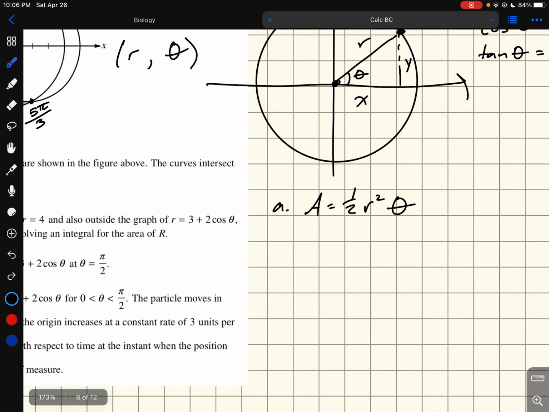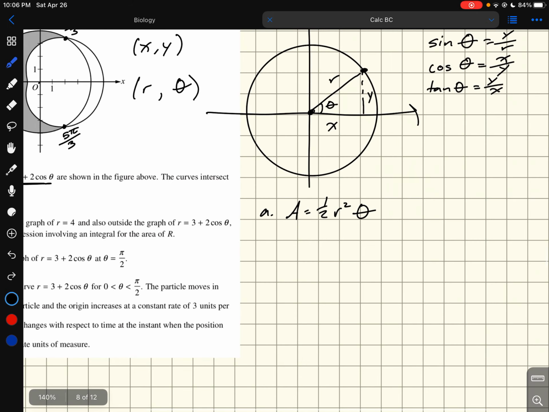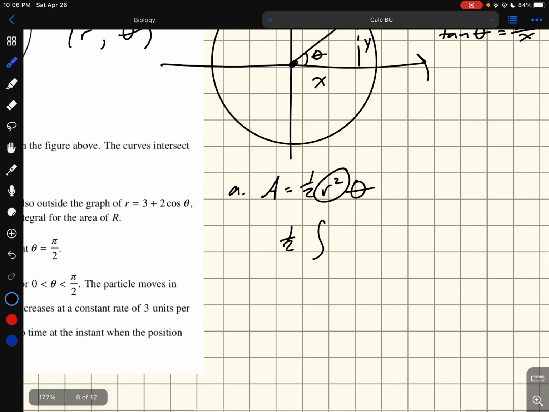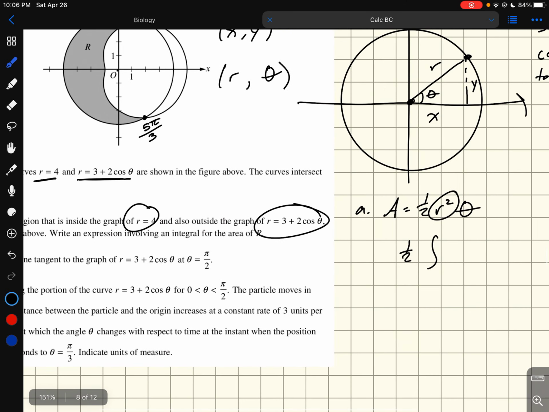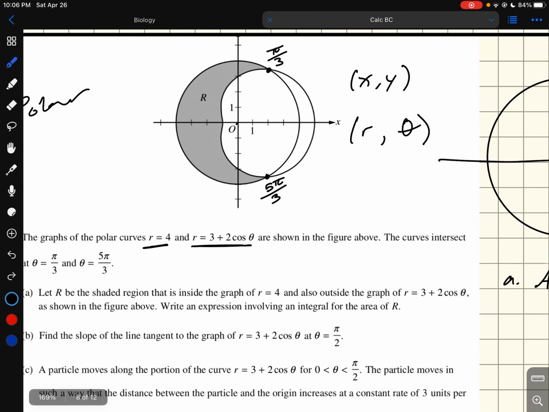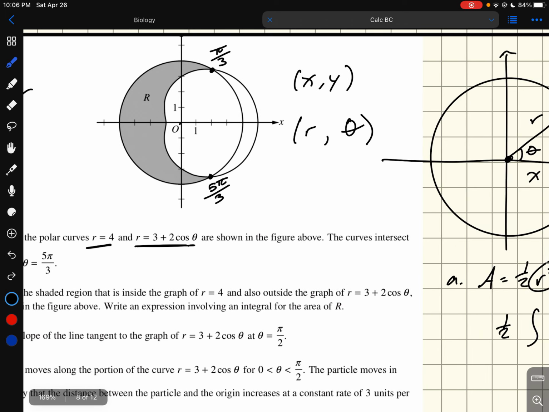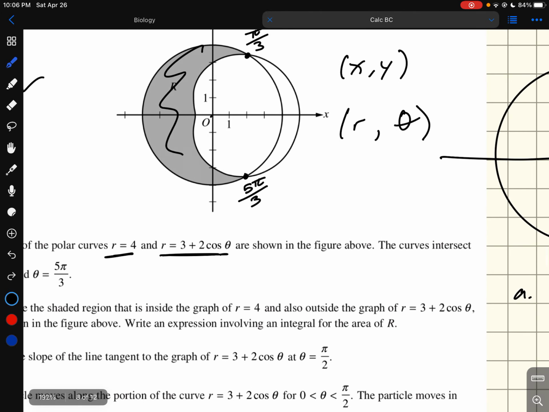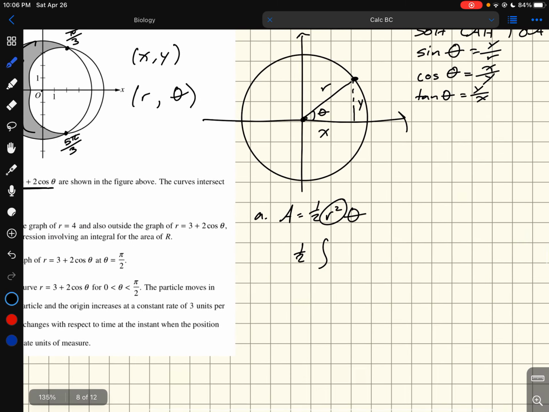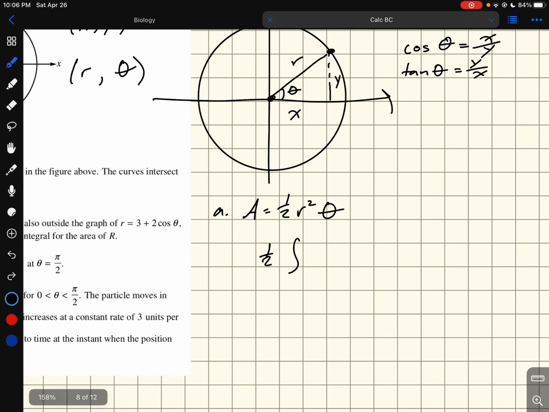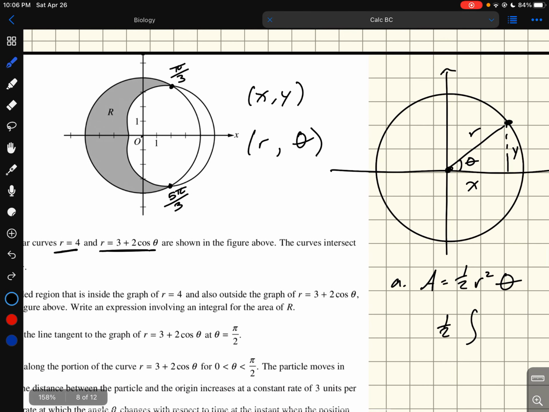But if we want the integral of this, that's why in the beginning of our integral we're going to have a 1/2. And then r squared, we're going to have both of these squared, but subtracting from each other. So this one's the outside one, and this one's the inside one here. So it's going to be the outside one minus the inside one. That'll give us this area. So we're going from pi thirds to 5 pi thirds.